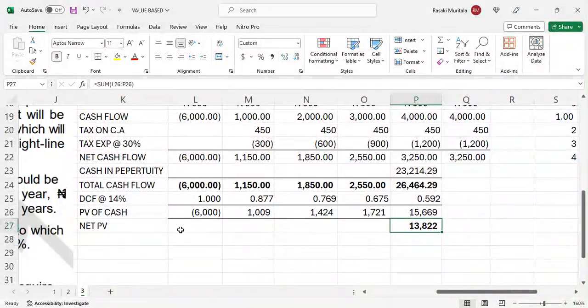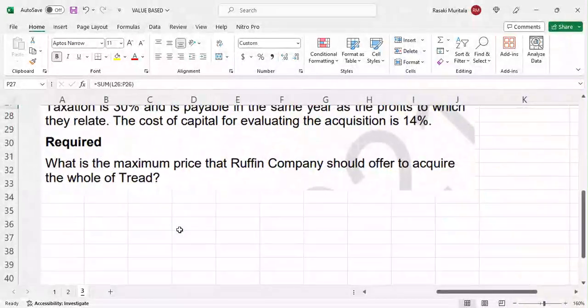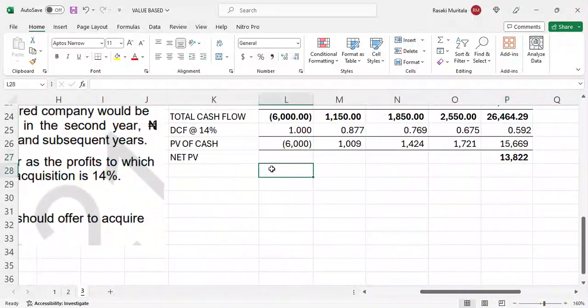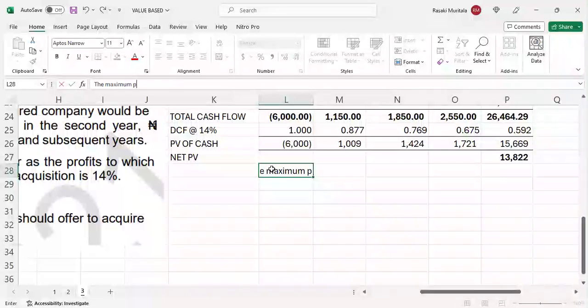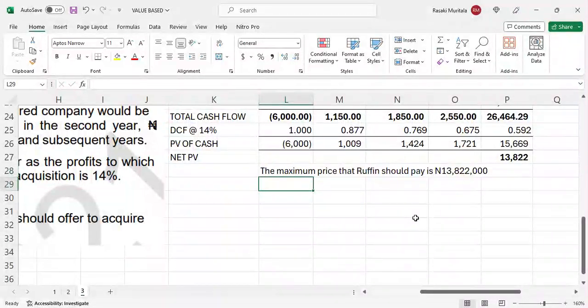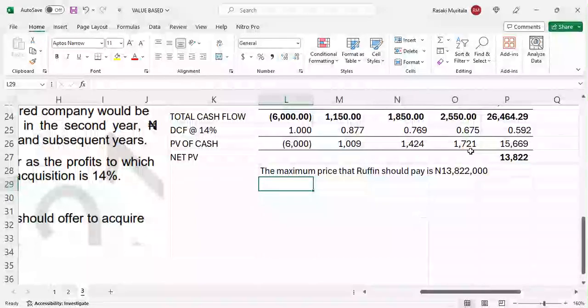And so the question says, what is the maximum price that roofing company should offer to acquire the whole of trade? The maximum price that roofing should pay is, how much have we calculated? 13 million, 822,000. So that is it, 13.822 million. So that's the net present value.